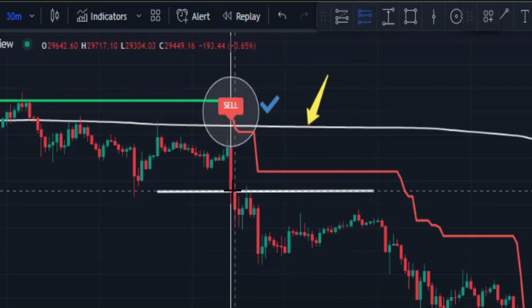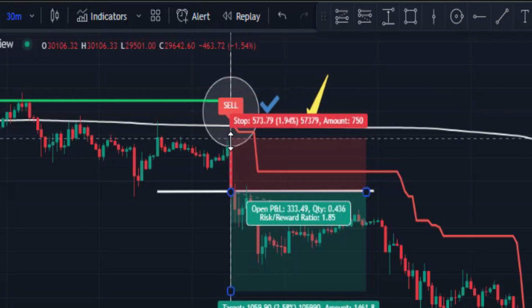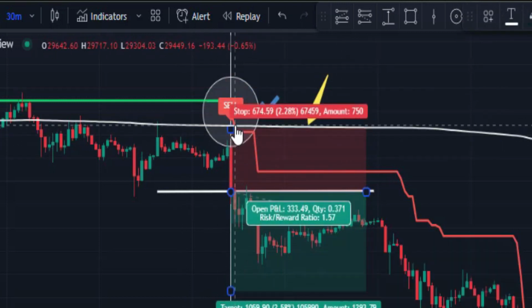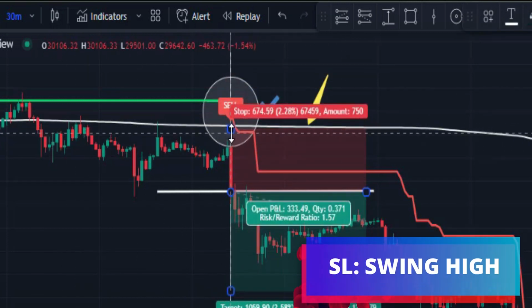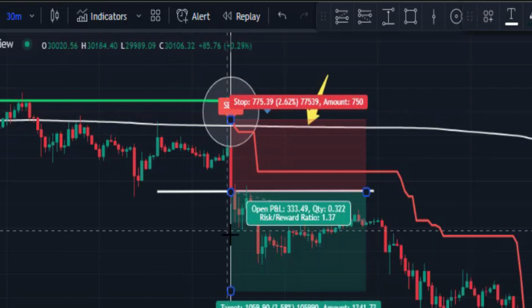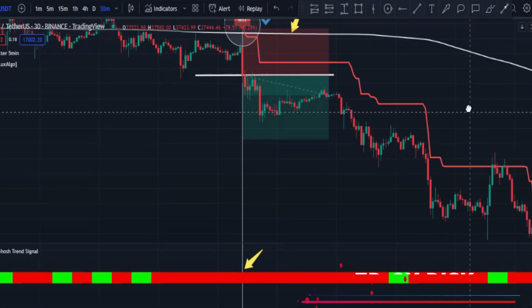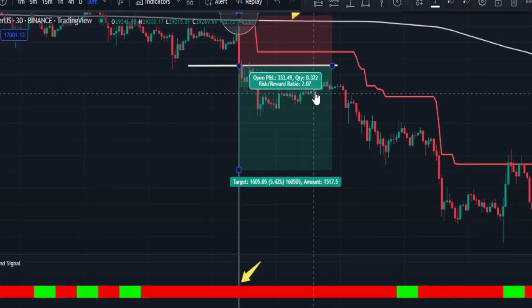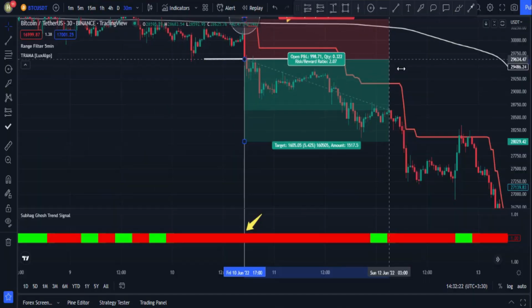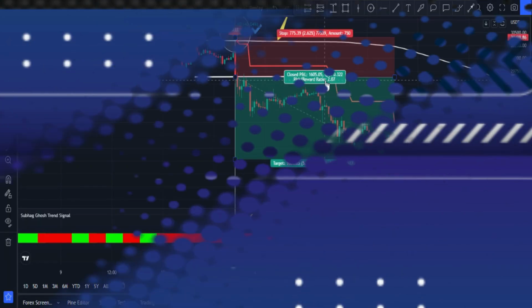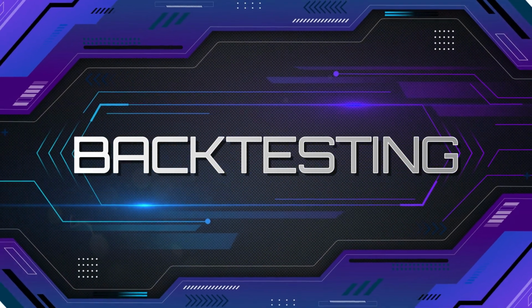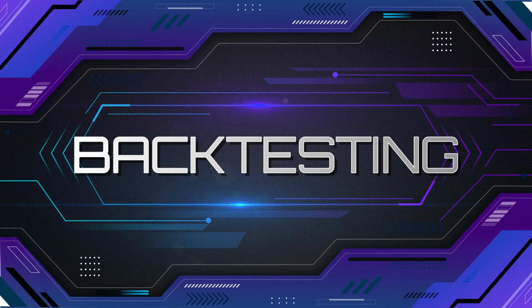And for the next step, set your stop loss just above the trauma line, or you can set it just above the recent swing high. And the target for this strategy would be 2 times greater than the stop loss. Now you know how to trade with this strategy. So let's do our backtesting for 100 trades.